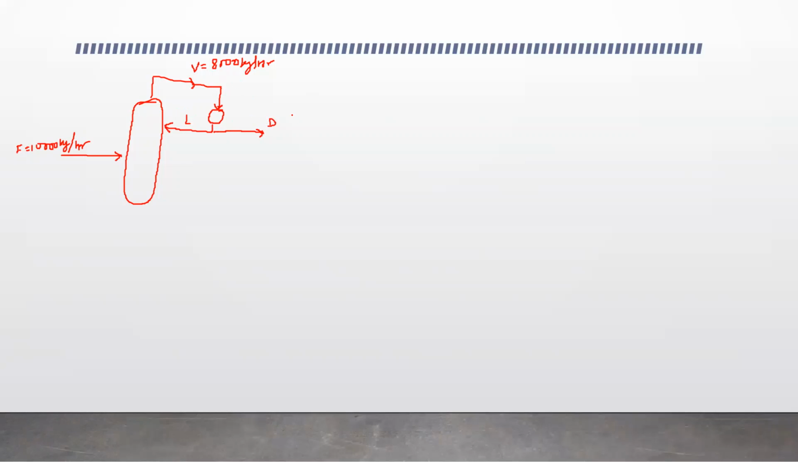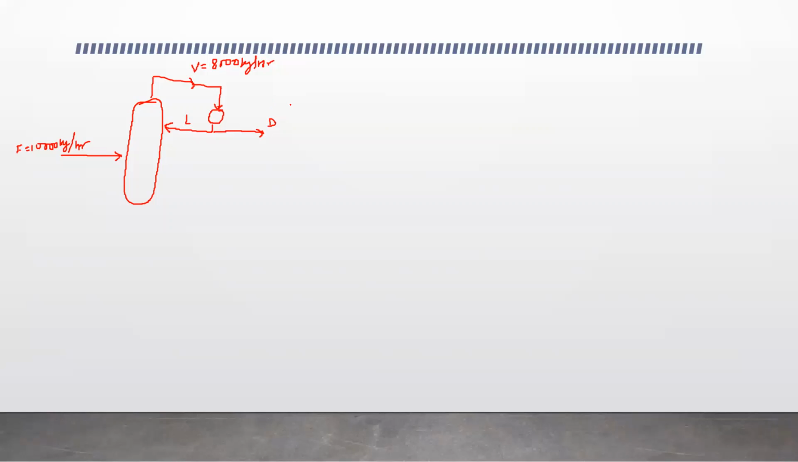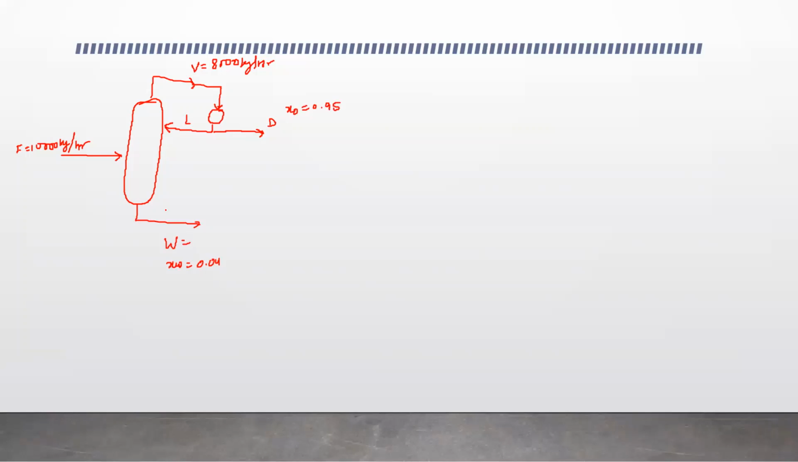The composition is the same, so it contains 95% benzene. So XD is 0.95. In the bottom, you have W, which you don't know, of course, and XW is 0.04 because it's 96% toluene, so 4% benzene, that means 0.04. Over here, it's equimolar, so XF is equal to 0.5.